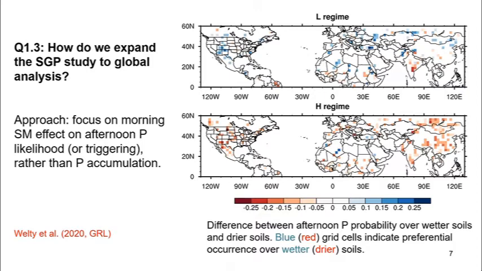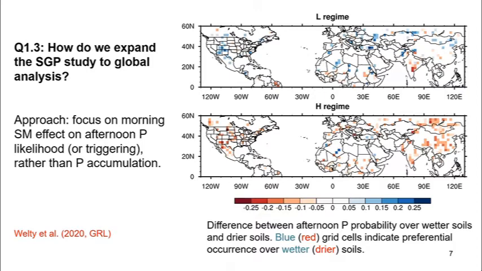But we cannot stop there. For precipitation, there are many quantities we care about: the amount, the duration, the initiation, they are all important. So next, we look at the relationship between morning soil moisture and afternoon precipitation likelihood or triggering. And we see some good results, and they are summarized in the figure.